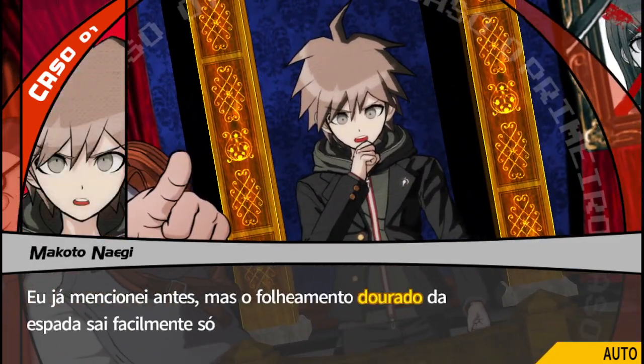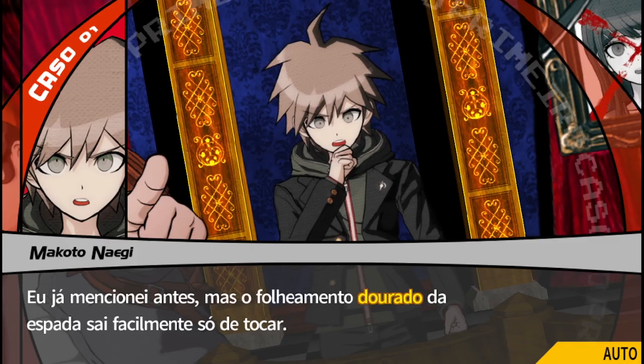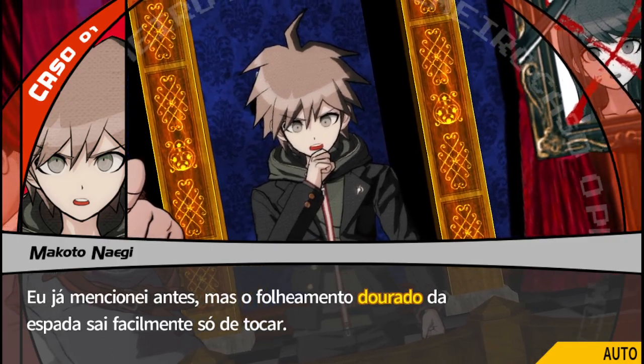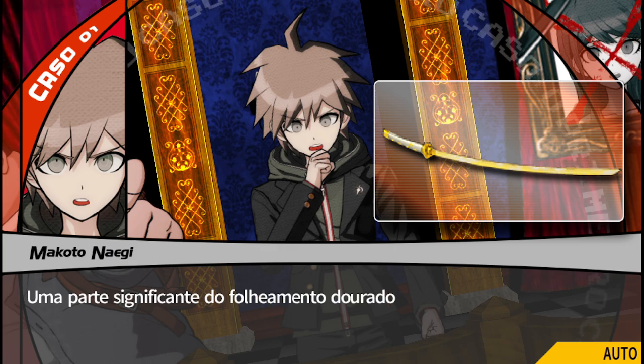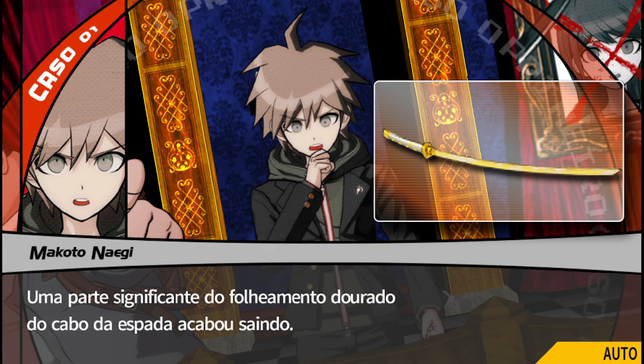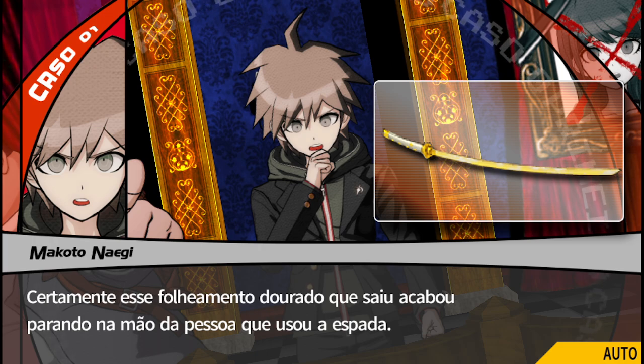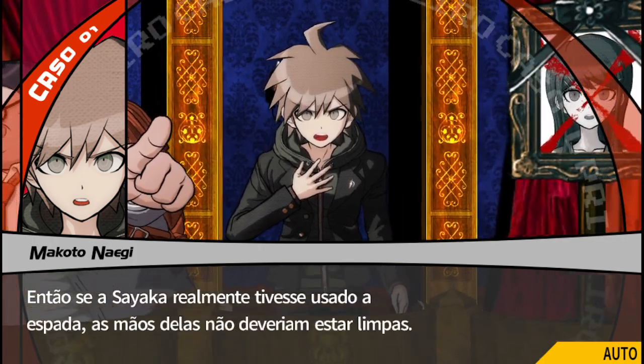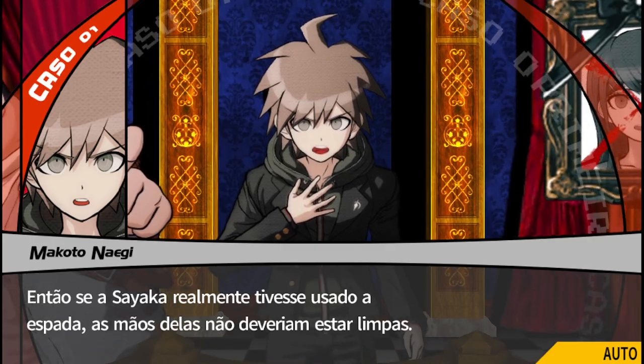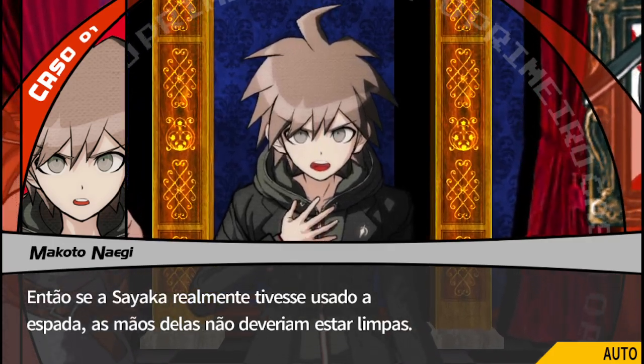Like I said before, the gold coating on that sword comes right off. All you have to do is touch it. In fact, if you look, you'll notice that a lot of the gold has already come off the handle. It's safe to assume that's because whoever used the sword got some of it on their hands. There's really no way she could have picked it up and come away completely clean.